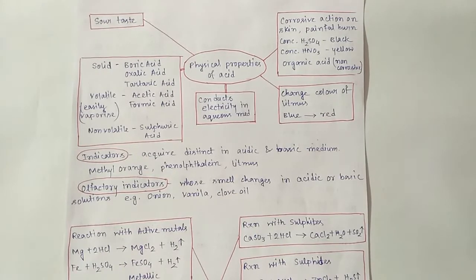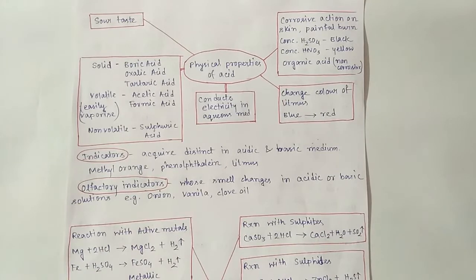Okay, now, change of color of litmus. Actually, litmus is an indicator, and when it comes to acid, it will change blue litmus paper into red litmus paper. It conducts electricity in aqueous medium. I have told you that in aqueous medium, acids get dissociated and thus produce ions, and if there are ions, there will be electricity. Okay, then what are indicators?